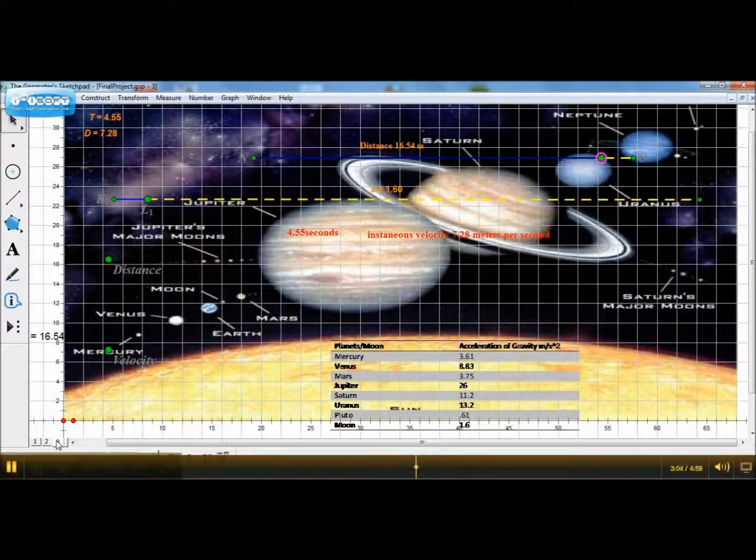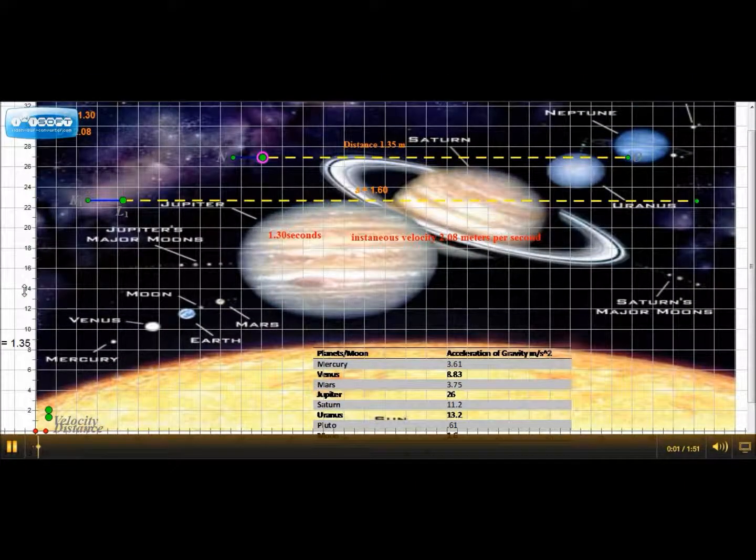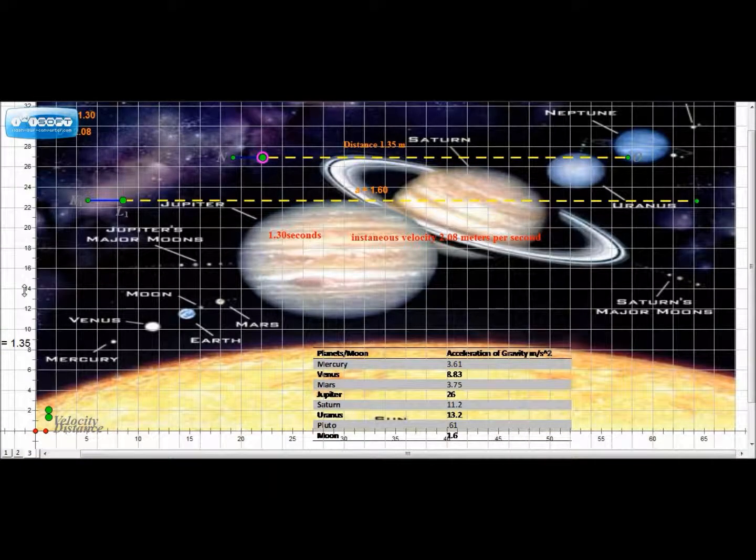Now that was fun and all, but now I want to know how much time it will take the ball to drop on the moon. So I took my acceleration and made it changeable in our equation, so now we can simply change our acceleration here. I did a little bit of research, and I found out the acceleration of gravity on the moon is 1.6 meters per second squared. And I also found the other planets as well.